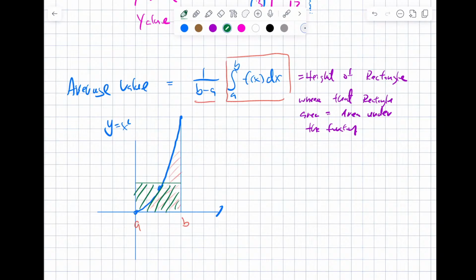It says the height of a rectangle where that rectangle's area is equal to the area under the curve. So what I'm trying to say is this area right here is equal to this area. And this here is the average value. This here is the average value.